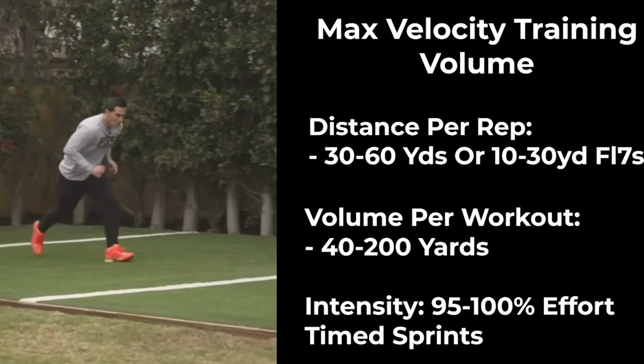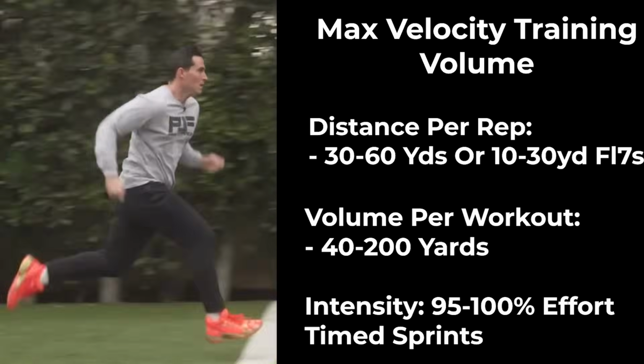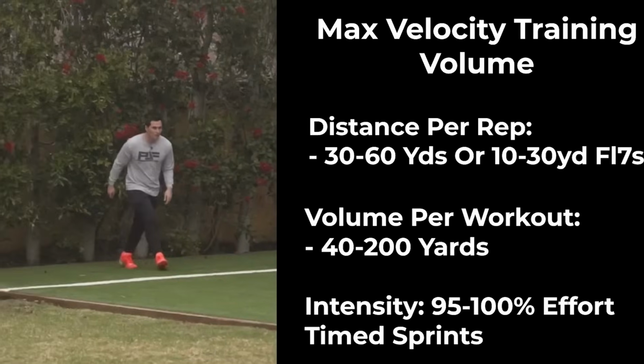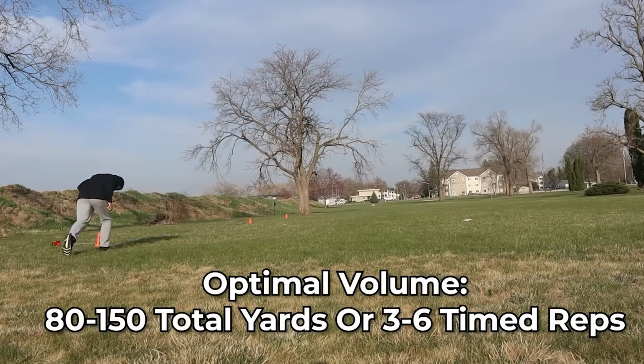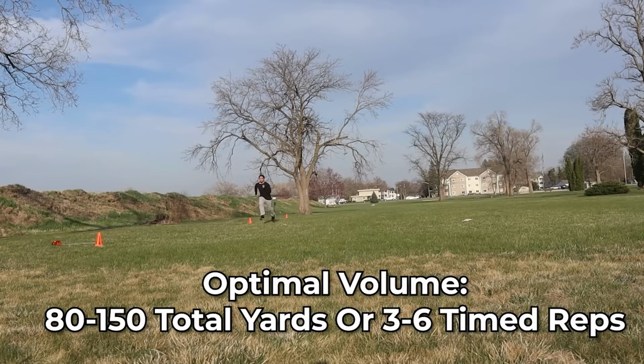For upright sprints, you need much less volume than you think, around 4 to 10 reps of either 10 to 30 yard flies or 30 to 40 yard sprints. In terms of total volume session, it can be as little as 40 total yards, but usually we don't want to surpass 200 total yards of max effort upright sprints. Somewhere in the 120 to 150 yard range is the best.